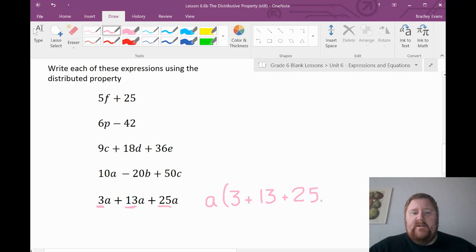So remember, if you are using the distributive property with your expressions, you want to find something they have in common, take it out, and then distribute it amongst the parentheses.